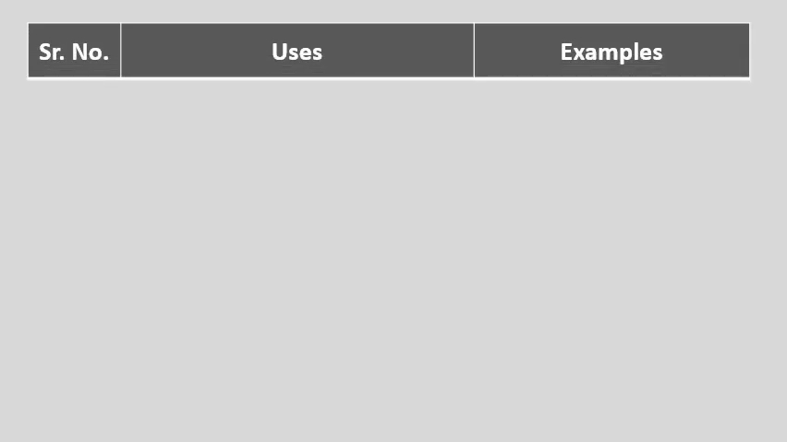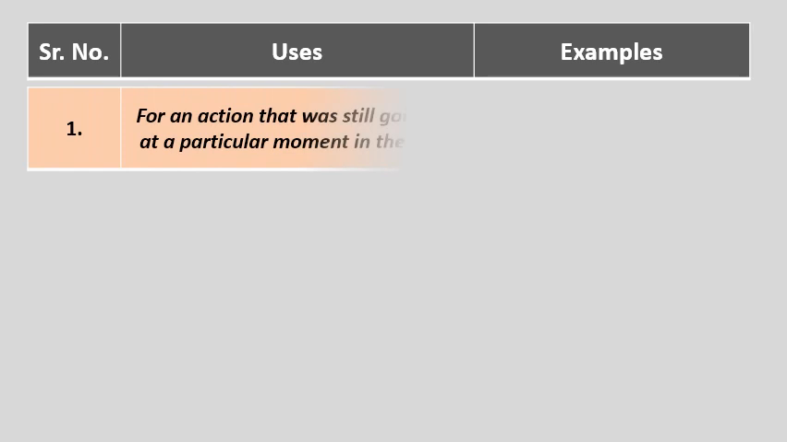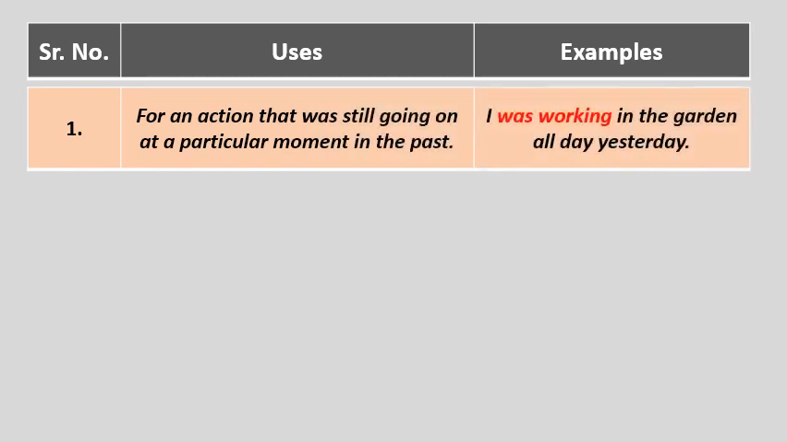Let's see the uses of past continuous tense with examples. Number 1. It is used for an action that was still going on at a particular moment in the past. For example, I was working in the garden all day yesterday.